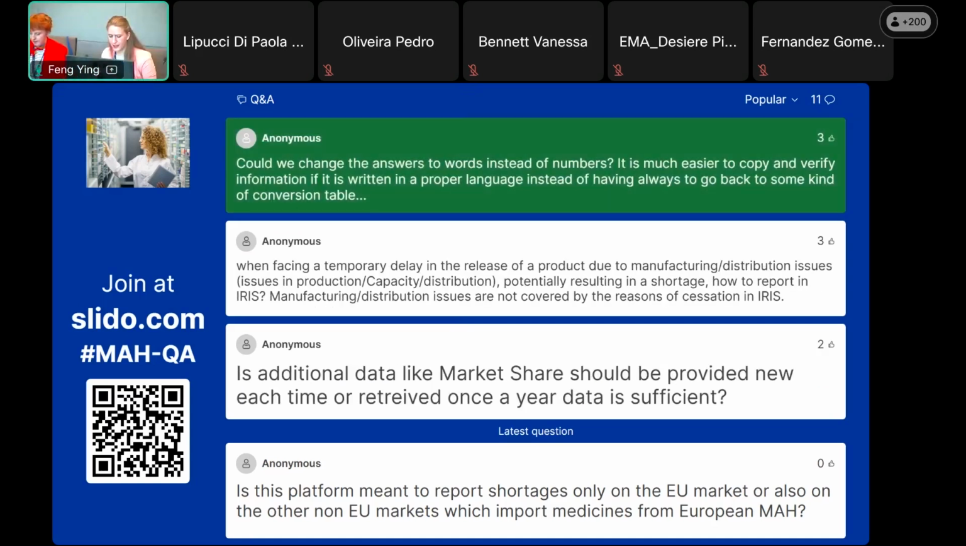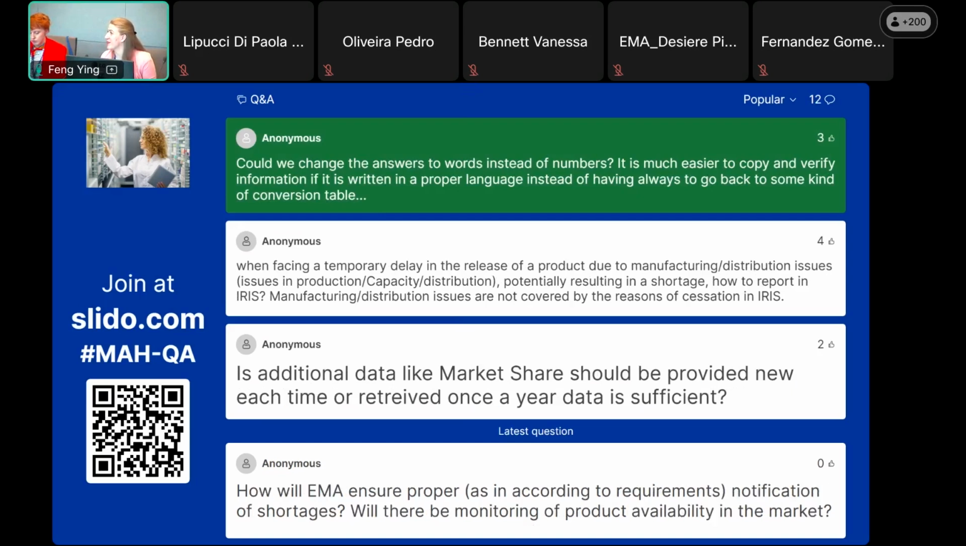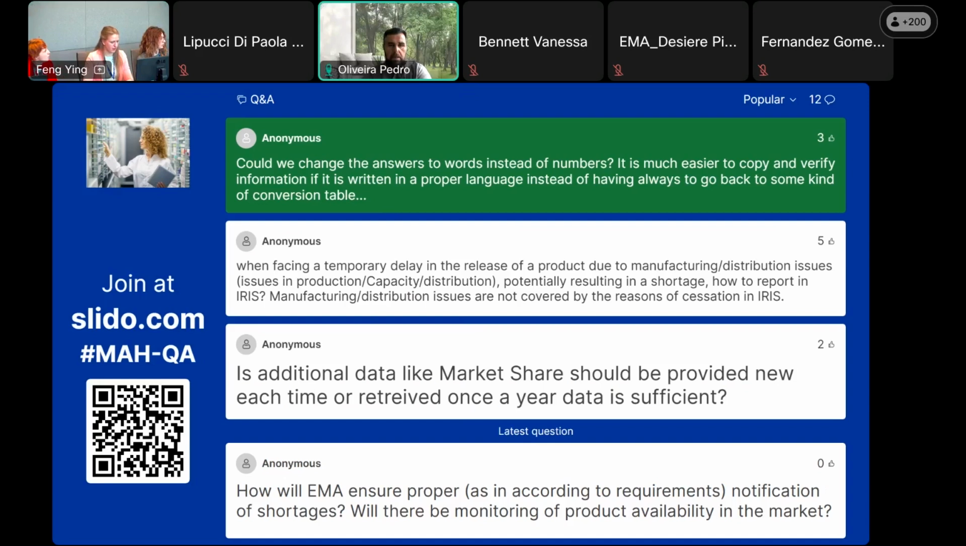Going to the next question. Could we change the answers to words instead of numbers? It is much easier to copy and verify information if it is written in proper language instead of always having to go back to some kind of conversion table. I can give this also to Sophia. Actually, I'm not sure if we have Christoph, who is our main data architect on the product, or otherwise I would pass it over to Pedro Oliveira. Is Christoph online? Christoph, do you want to?